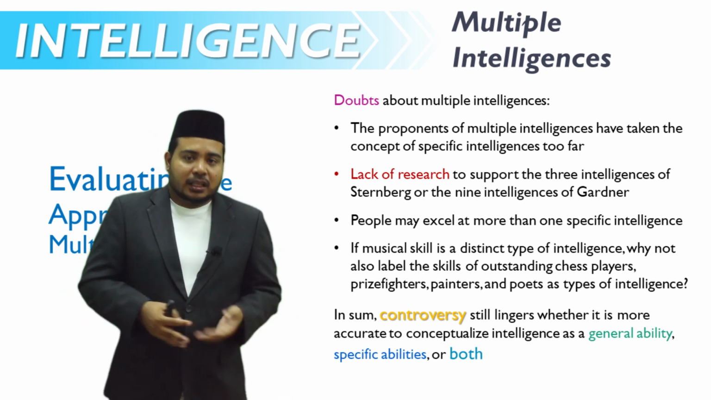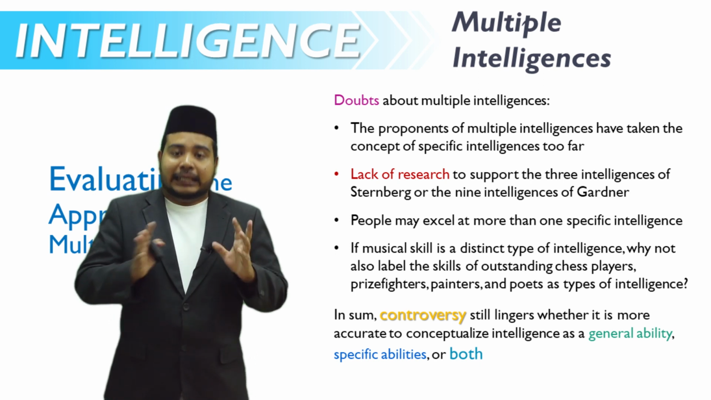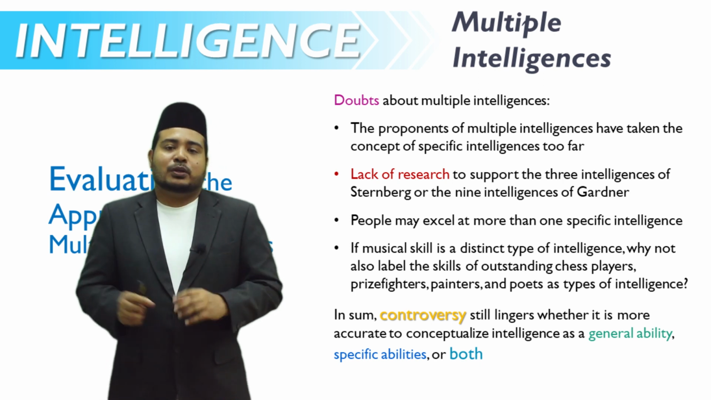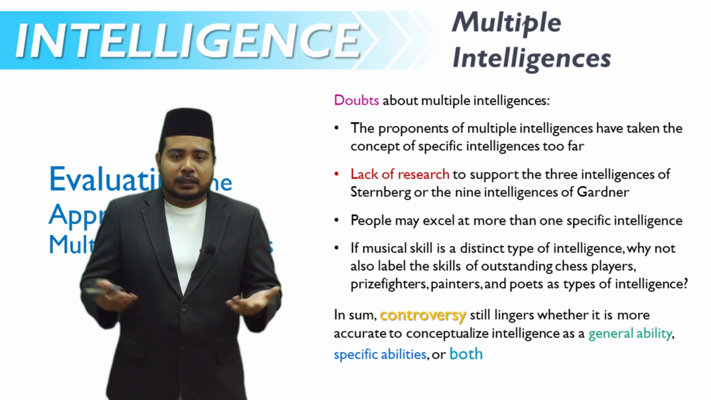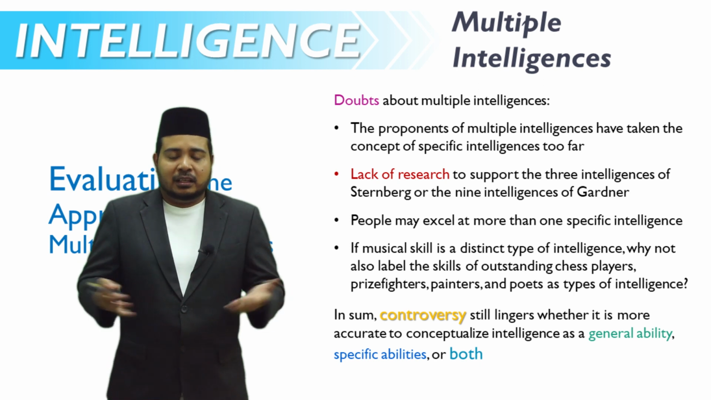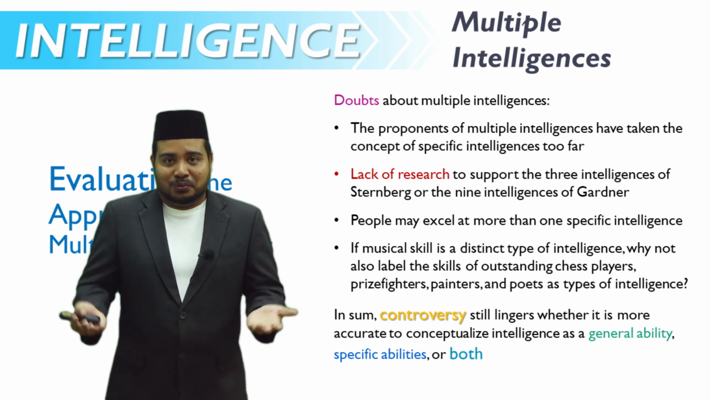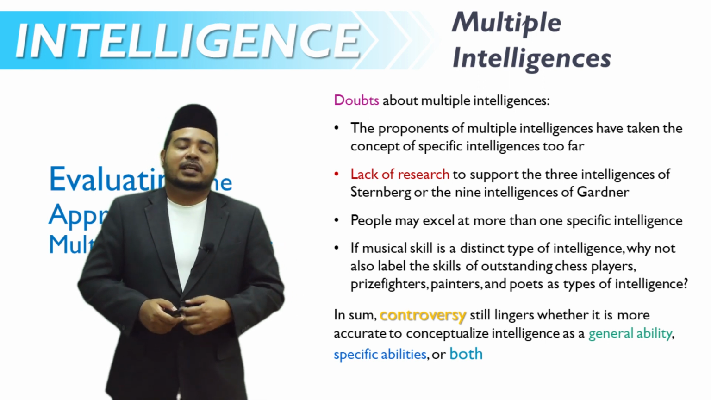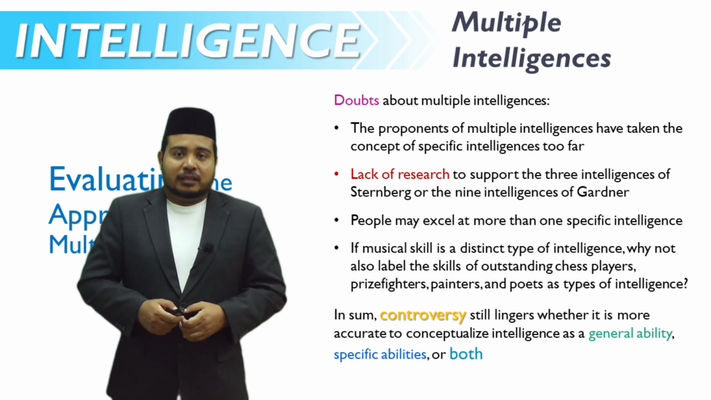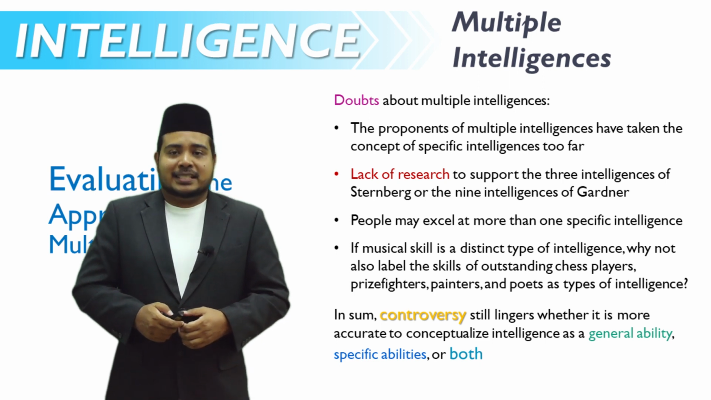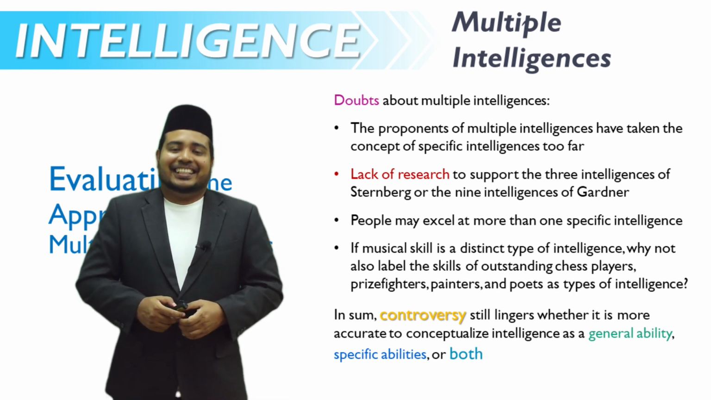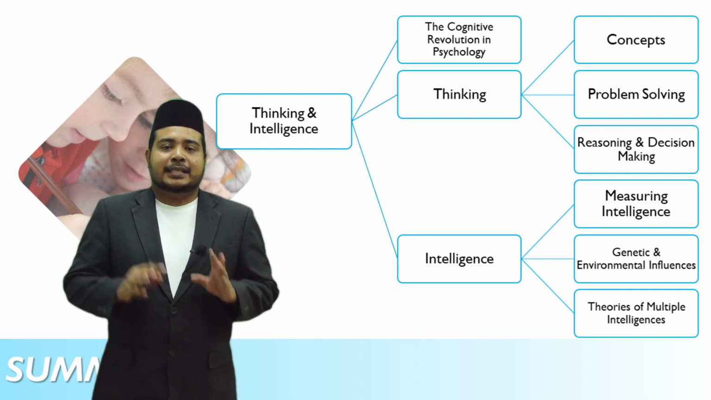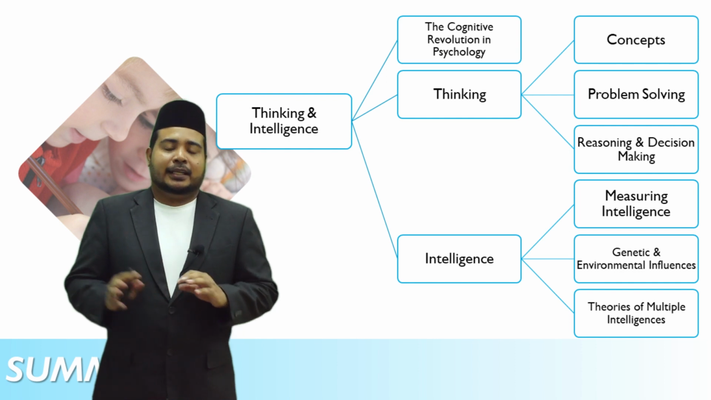In short, controversy still lingers over whether it is more accurate to conceptualize intelligence as a general ability, as a specific ability, or actually a combination of both. People are still arguing about the most accurate way of understanding human intelligence. Those are all we need to discuss in this topic of thinking and intelligence in this chapter.